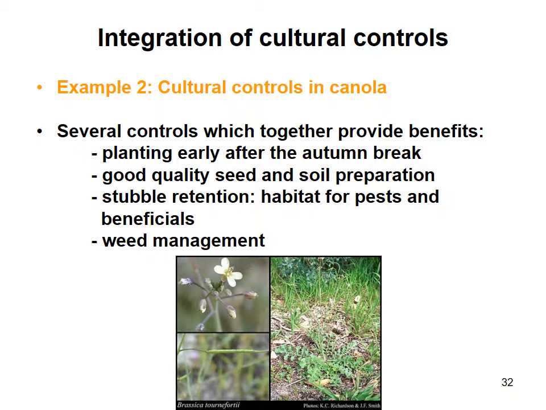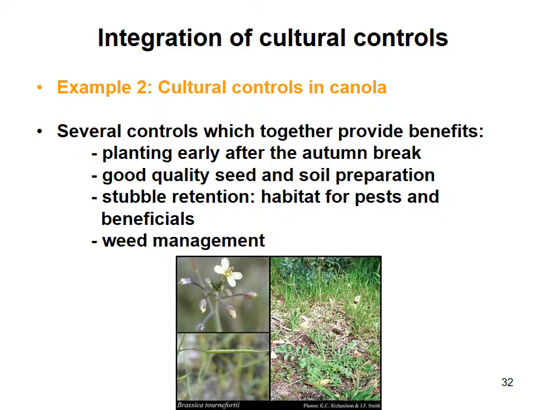Good quality seed and soil preparation. So good quality seed and good contact between the seed and the soil promotes rapid germination and growth. These are points that come up regularly in discussions with farmers and agronomists. Our next control, stubble retention, which provides habitat for pests and beneficials. So the effect of retaining stubble will actually be seen over several years. It's not seen as an immediate benefit in terms of predatory species.